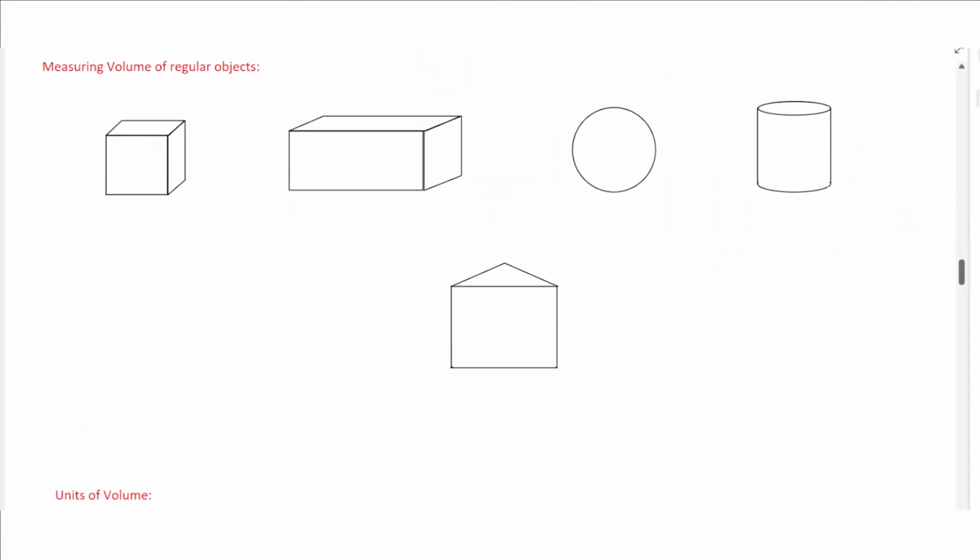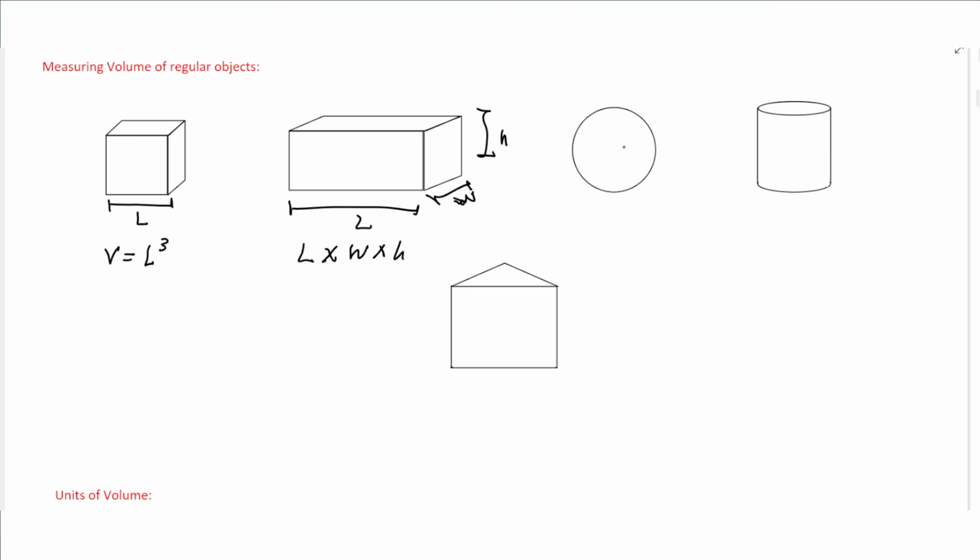You are also required to memorize the equations for calculating volume and area. For example, volume of a cube, if it's of side L, the volume will be L cubed or L to the power of 3. If there is a cuboid with a length L, width W, and height H, you multiply all the sides by each other. So L times W times H, you get the volume. If there is a sphere with a radius R, you get the volume 4 over 3 pi R cubed.